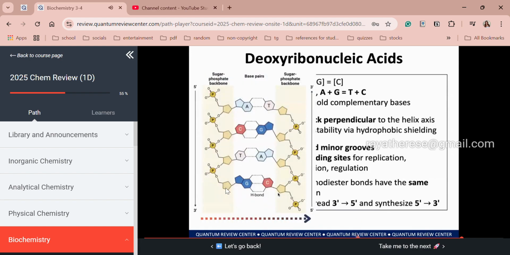Okay, so class, again, this is the structure of your DNA. O sir, nasan po dyan yung base stacking interaction? So this is between this base pair and this base pair. Okay, so again, kasi perpendicular sila sa helix axis. Alright, so again, that's your base stacking interaction.